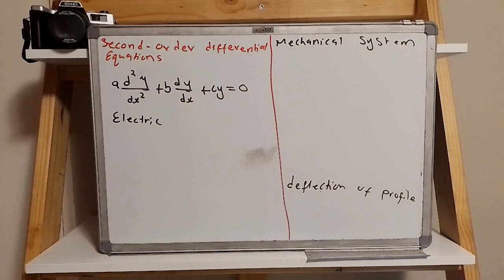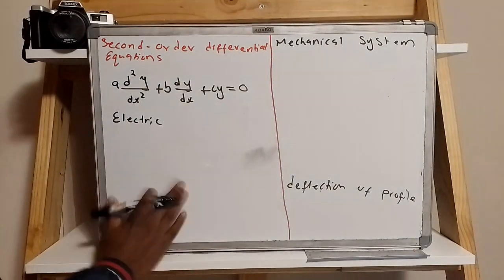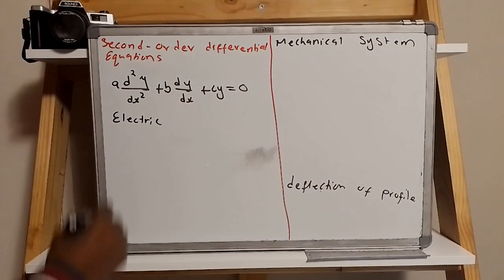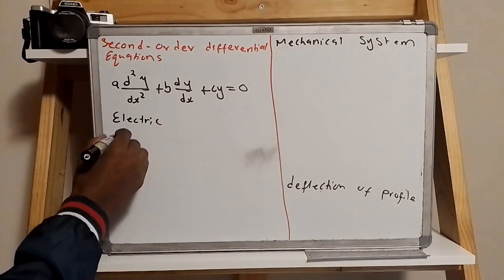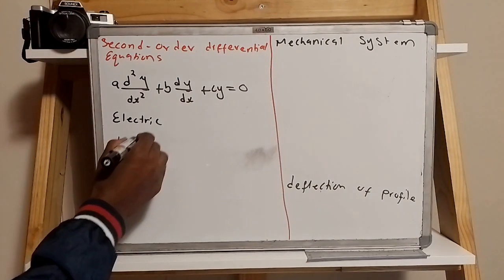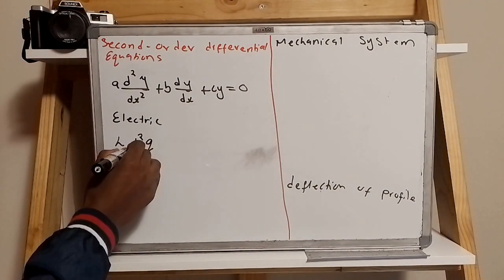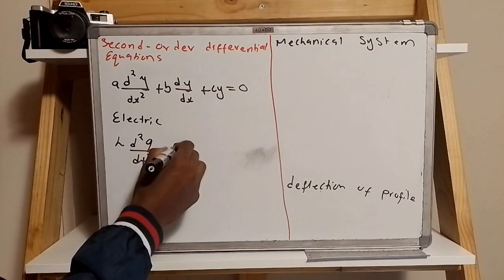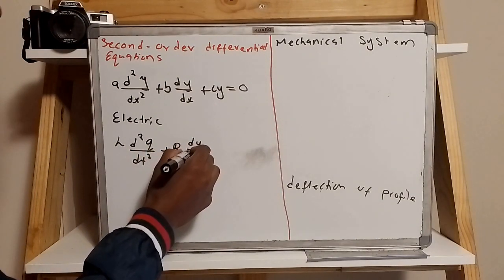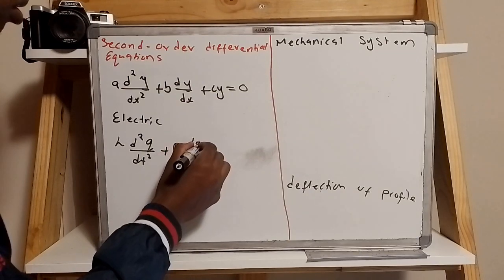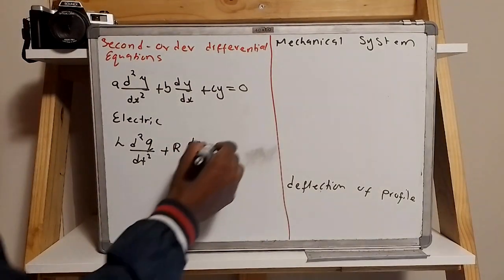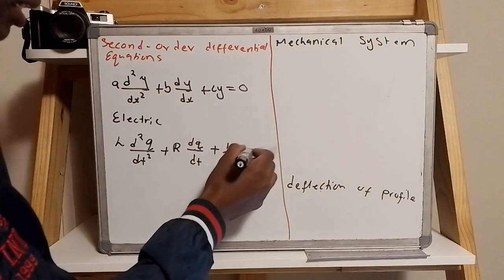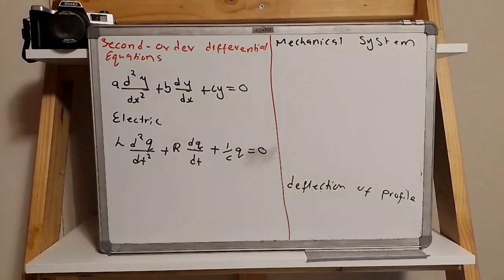So now, this is the application in electricity. When you apply second order in electricity, the equation can be expressed like L d squared Q over dt squared plus R dQ over dt plus 1 over C Q. This is equal to 0.